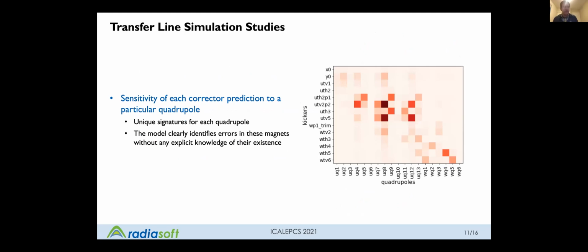So if we look at the sensitivity of each quadrupole prediction as a function of the correctors, on the left is showing the corrector errors, and on the bottom is showing the quadrupole that was varied. And you see that each quadrupole has a unique error signature that can be shown. You can look at it on the plot here, and it does a pretty good job of detecting these errors.